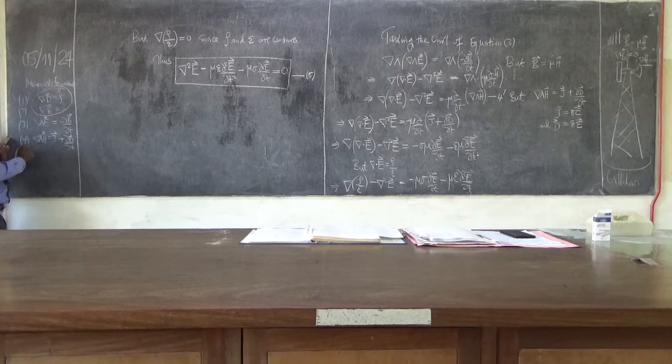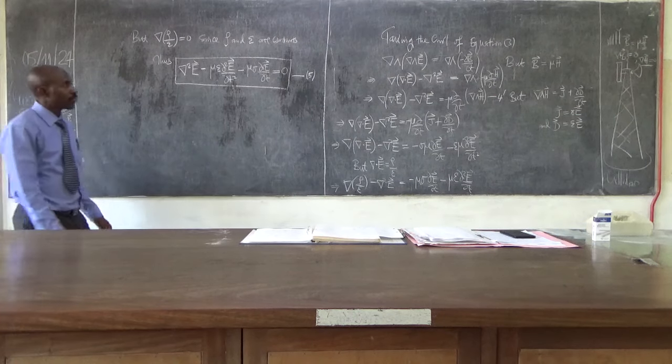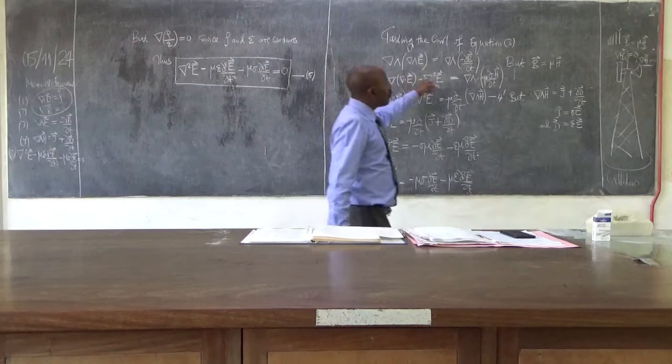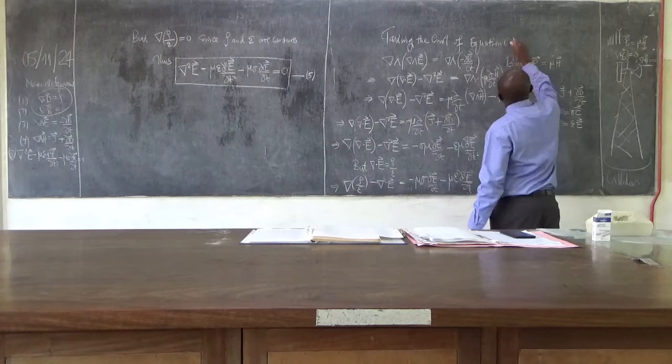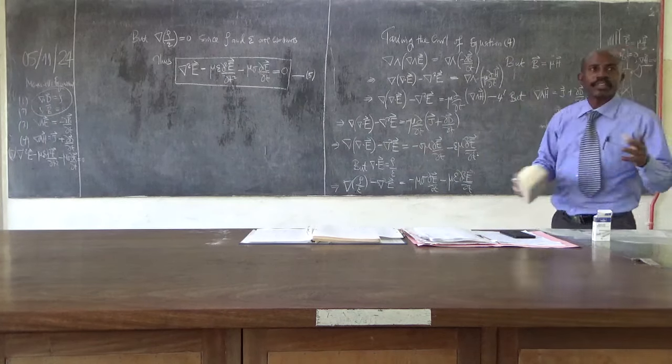So we have grad squared E minus mu epsilon ∂²E/∂t² minus mu sigma ∂E/∂t equaling 0. So this is equation 5. Taking the curl of equation 4, we now try to curl the magnetic field.